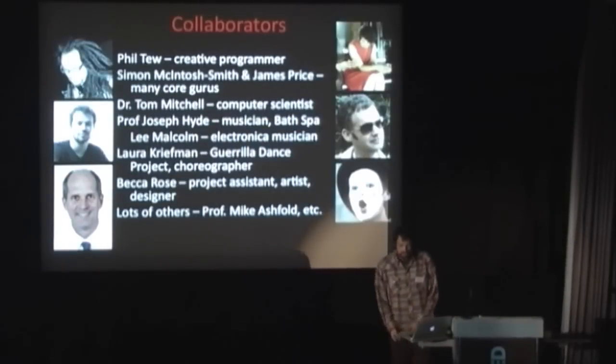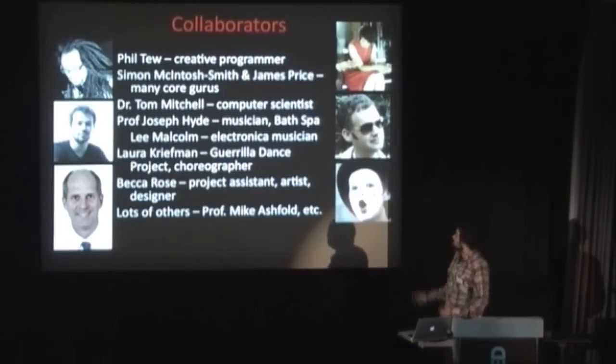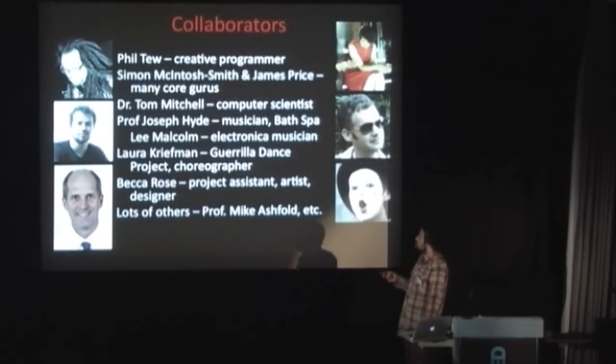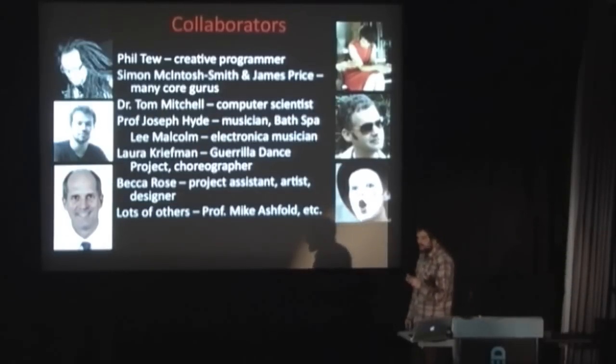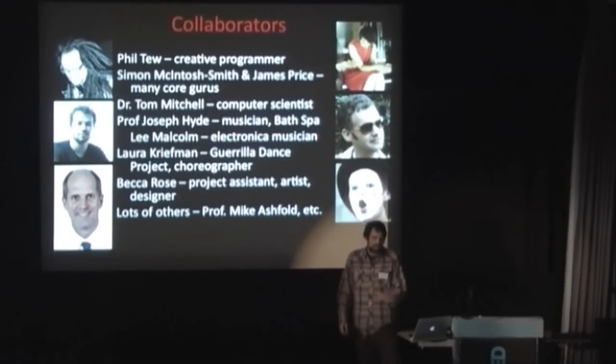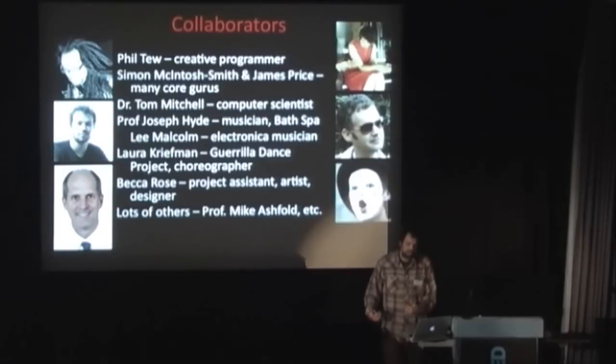So before I start, I just want to say that this project involves a lot of people. There's a number of collaborators. Phil, too, did a lot of the programming. Simon McIntosh-Smith and one of his PhD students, James Price, are the many-core gurus that we've collaborated with to get us really starting to wrap our heads around how to think about parallelizing this code and efficient implementation strategies.